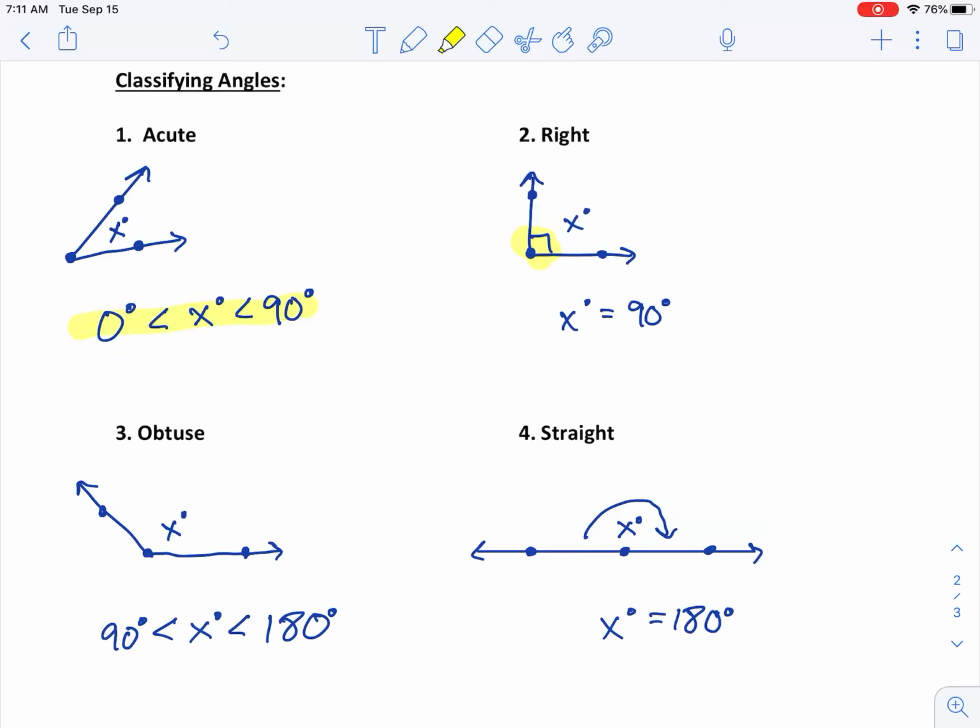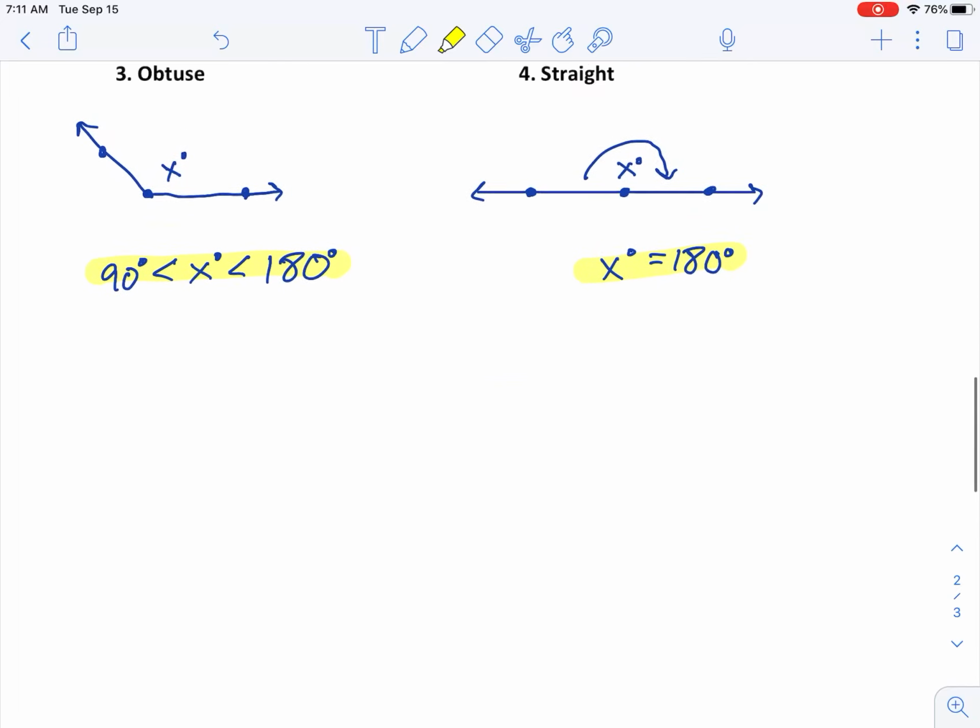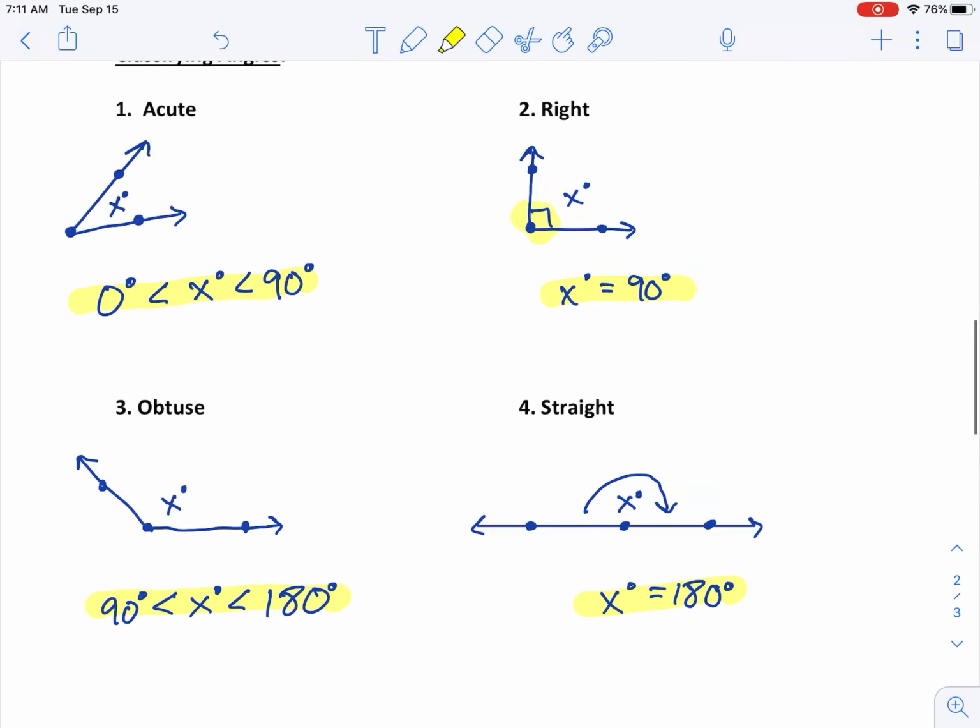So we have 4 different types we're going to talk about. Acute, which is anywhere from 0 to 90. Right is exactly 90. Obtuse is bigger than 90 but less than 180. And straight angle is exactly 180. And that is it for these notes, the day 1 of just the classifying angles. Hopefully a little review. We will come together and talk about this a little bit more, and we will have a follow-up notes section next.